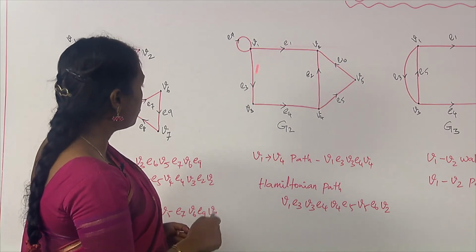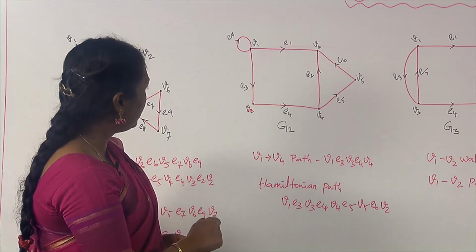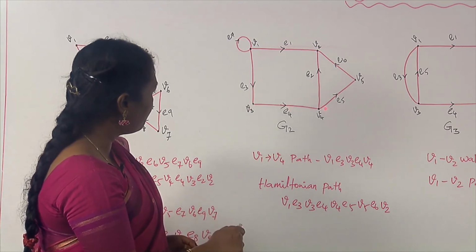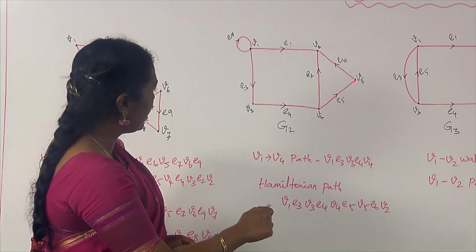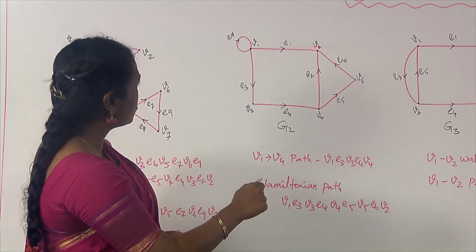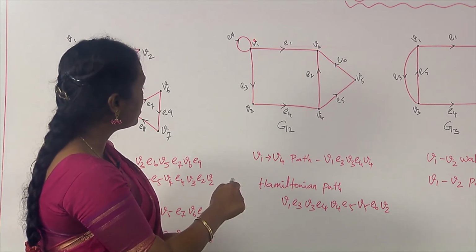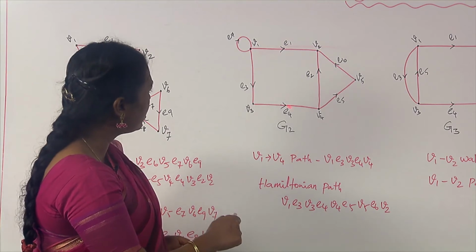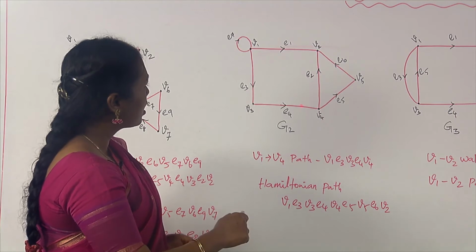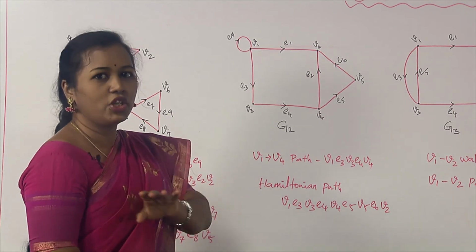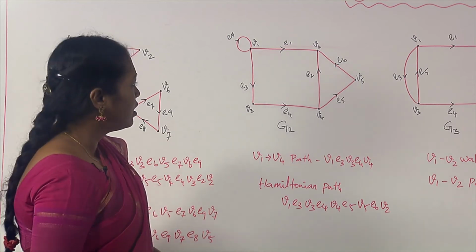So, from V1 E3 V3 and then E4 V4, then you are going here. So, E5 V5, then E6 and V2. So, this is clearly a Hamiltonian path because you have covered all the vertices. V1 is covered, V3 is covered, V4 is covered, V5 is covered, V2 is covered. So, you have covered all the vertices in the graph, you have not repeated any of the vertices, clearly it is a Hamiltonian path.